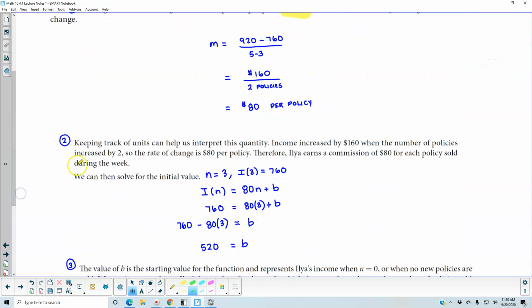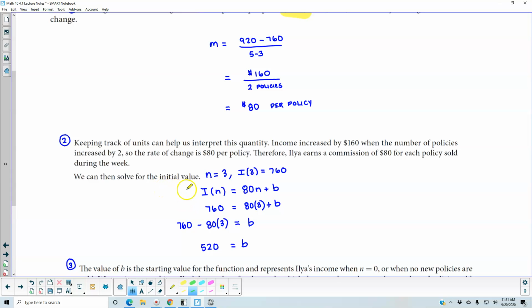Now step 2, it says keeping track of units can help us interpret this quantity. So income increased by $160 when the number of policies increased by 2. So the rate of change is $80 per policy. Therefore, Ia earns a commission of $80 per each policy sold during the week.